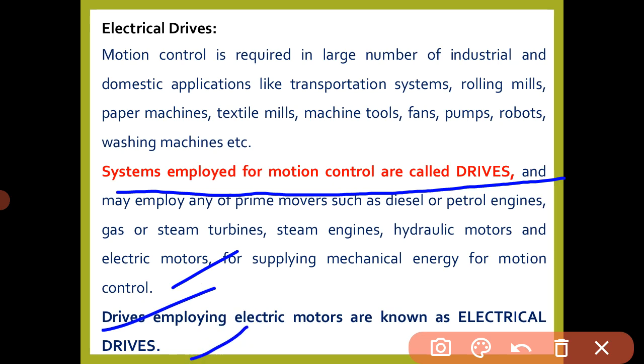An electrical drive is nothing but the speed or motion we are controlling. It is required for industrial purposes and domestic applications, such as rolling mills, paper machines, textile mills in industry, and in domestic use, for example, a washing machine. So speed control is required there, and such a system is called an electrical drive. And where the drives employ electric motors, it is called an electrical drive.